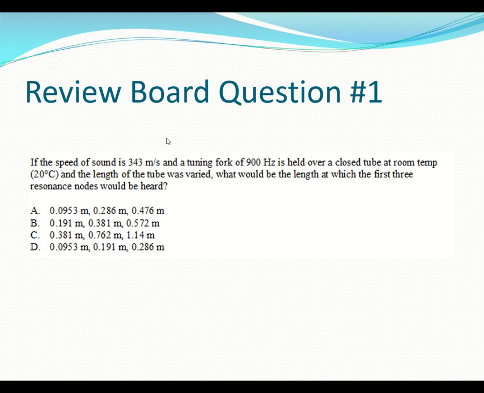If the speed of sound is 343 and the tuning fork is 900 hertz and held over a closed tube, and the length of the tube is varied, what would be the length of the first three resonance nodes that would be heard? So it's a closed tube. We're going to hear it at a quarter of a wavelength, at 3/4 of a wavelength, and at 5/4 of a wavelength. Those are the lengths of the tubes.